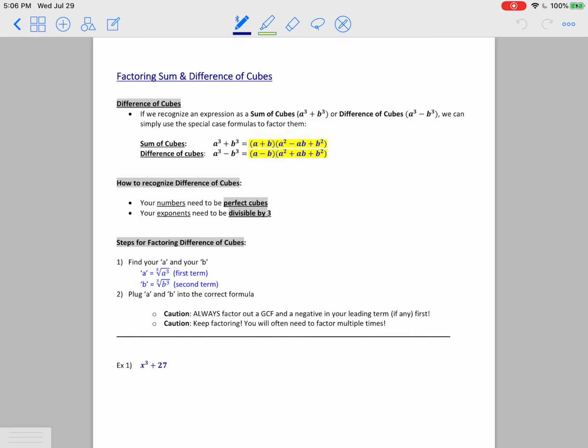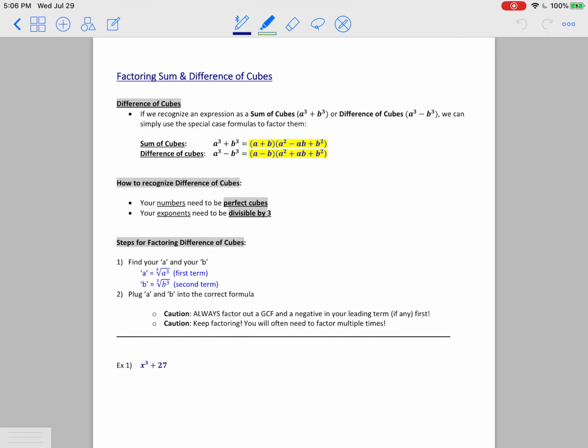Howdy, this is Andrea, and in this video we're going to be talking about factoring sum and difference of cubes. Sum and difference of cubes are also special cases of factoring, and we've actually talked a bit about the difference of squares, and this is just kind of one step further.